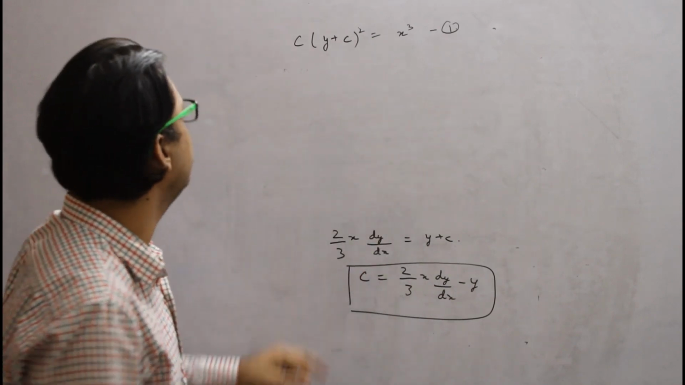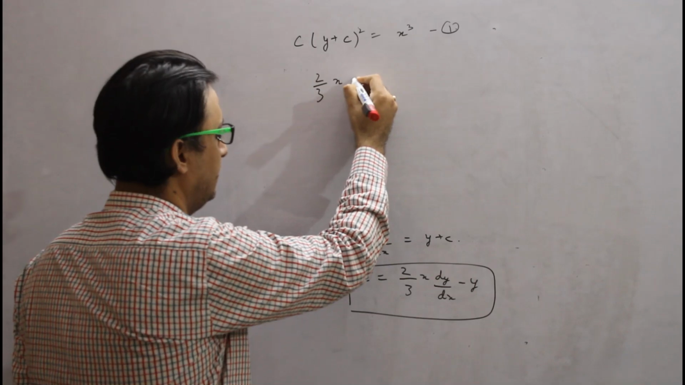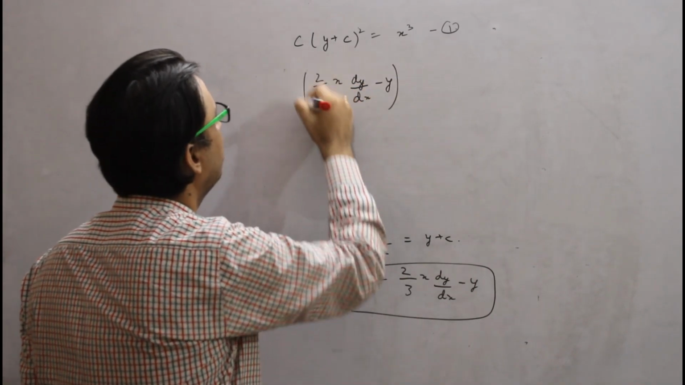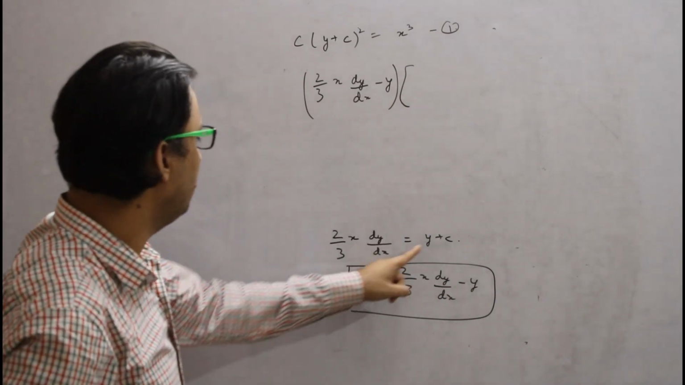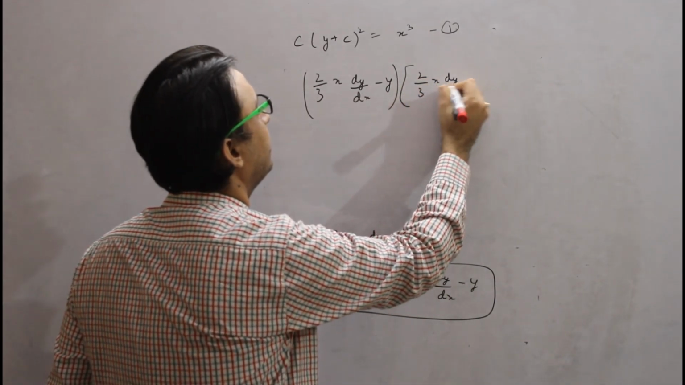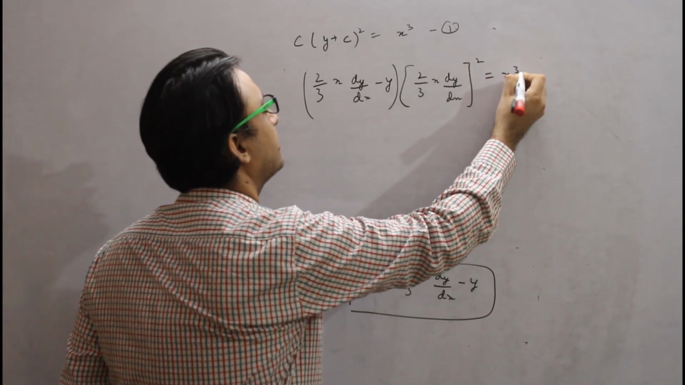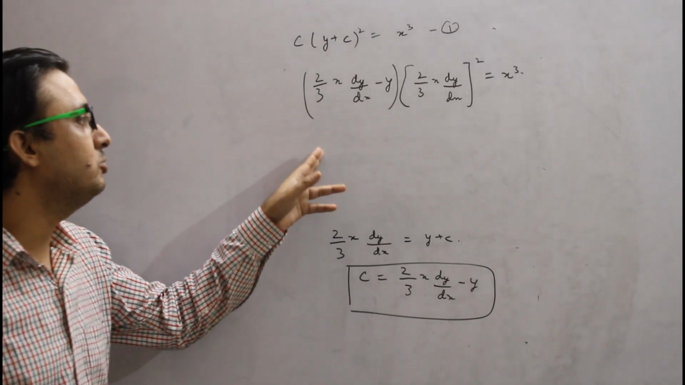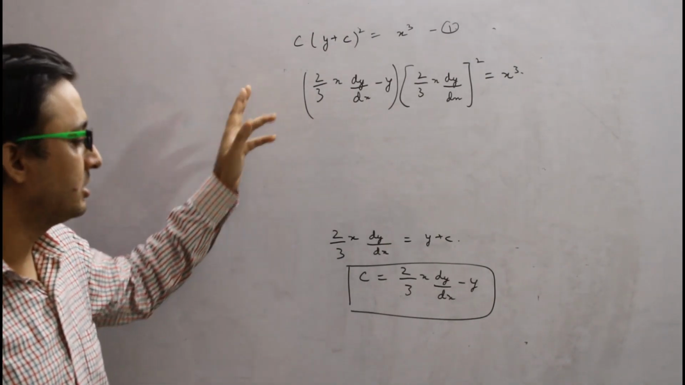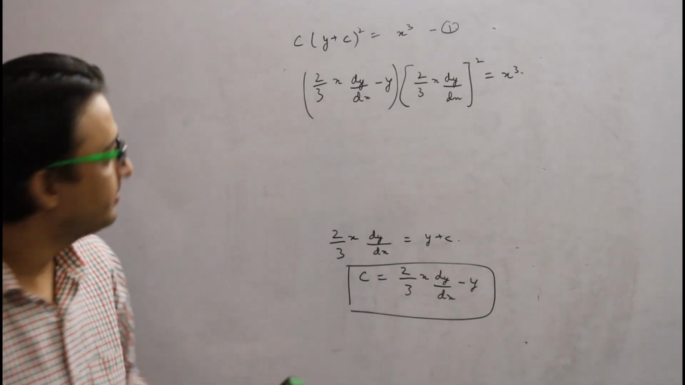So the value of c is 2 by 3 x dy by dx minus y into (y plus c), that is 2 by 3 x dy by dx whole square is equal to x cube. So this is how we have formulated the differential equation for this part. This is our first question, and I will take the next question now.